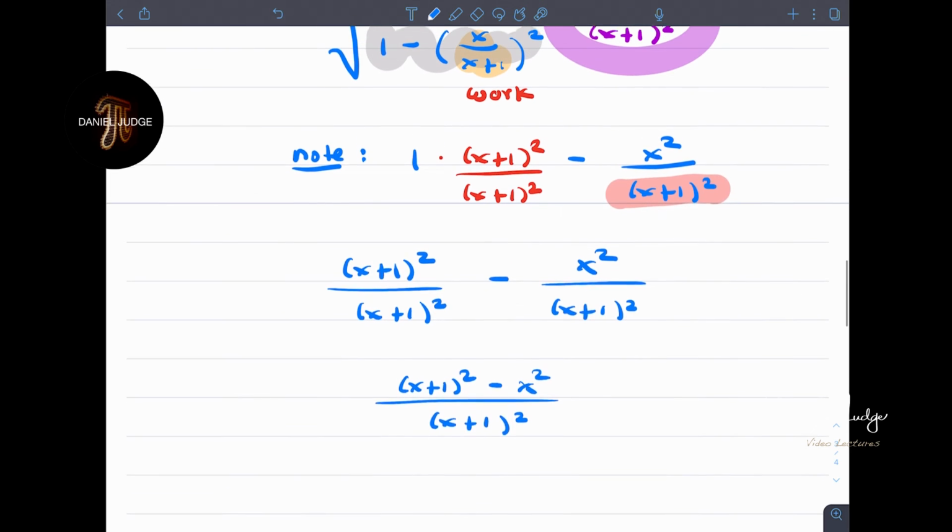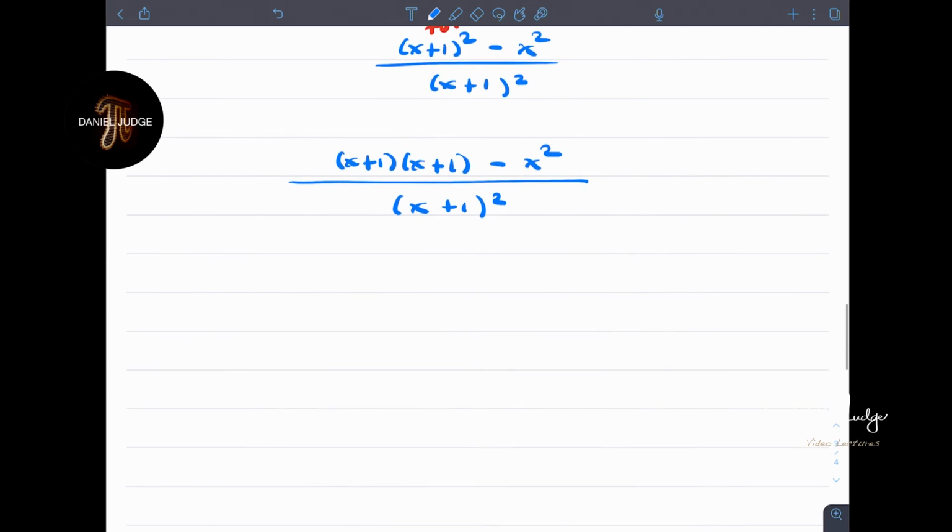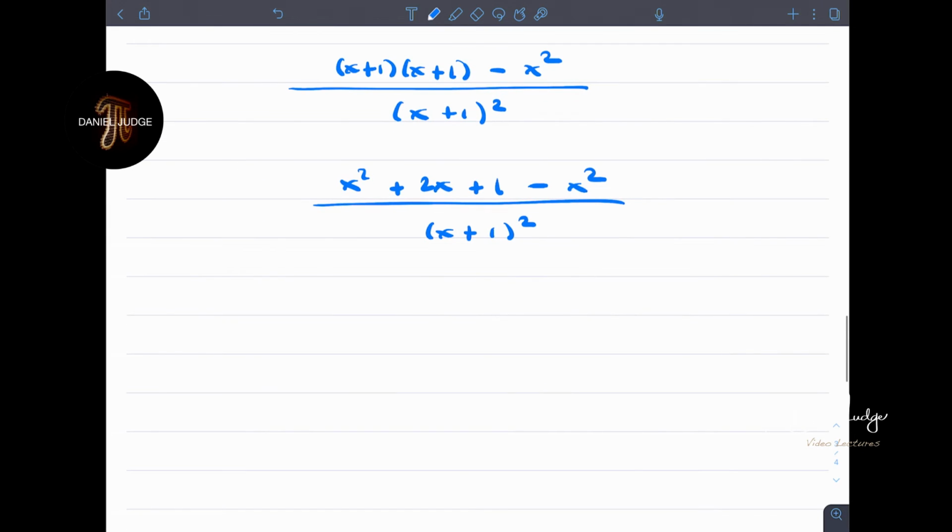This portion would need to be simplified, meaning on top we're going to have to use FOIL. So x plus 1 times x plus 1, minus x squared, over x plus 1 squared. By FOIL, you get x squared plus 2x plus 1 minus x squared over x plus 1 squared. And then you end up with 2x plus 1 over x plus 1 squared.